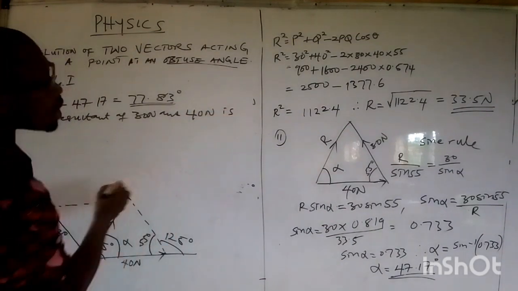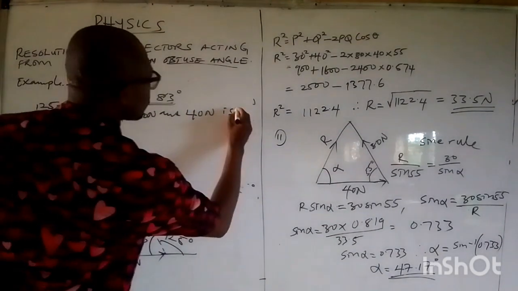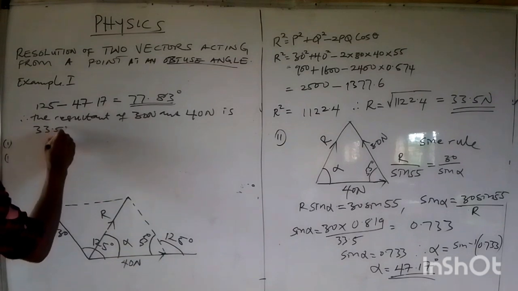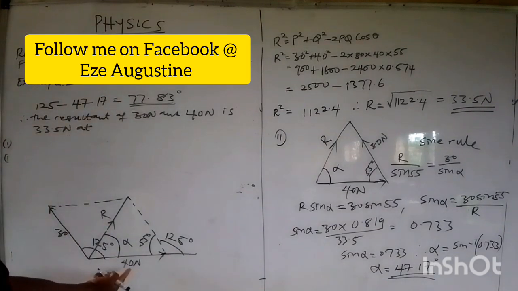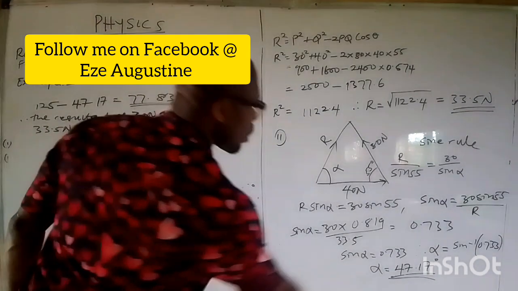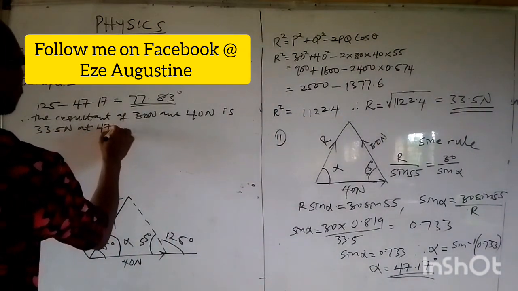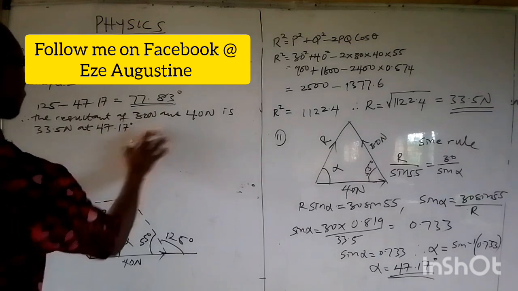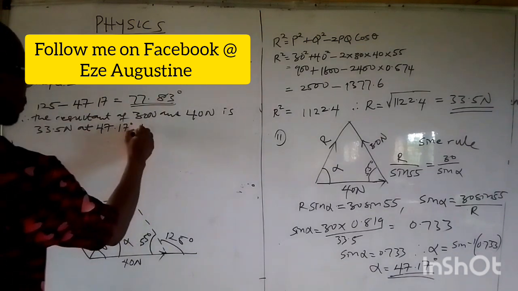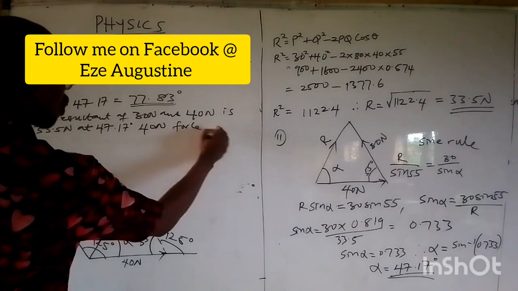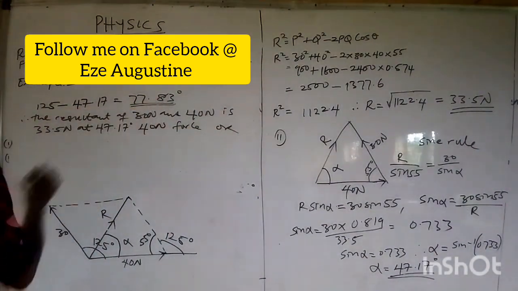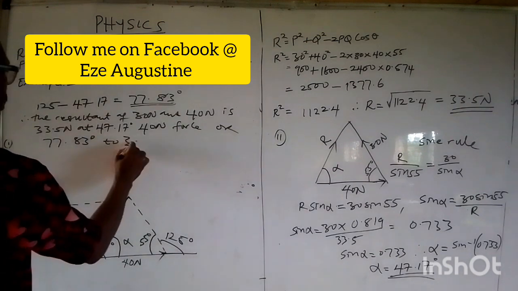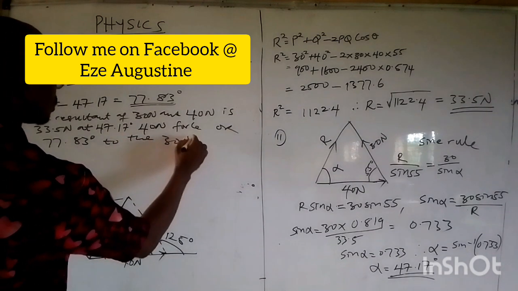So, in conclusion, we can say that the resultant of 30 Newton and 40 Newton is 33.5 Newton at 47.17 degrees to the 40 Newton force, or 77.83 degrees to the 30 Newton force.